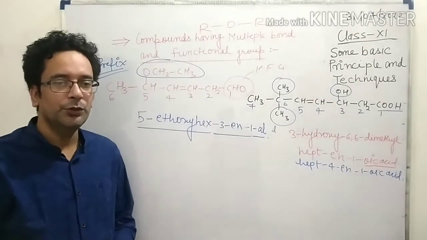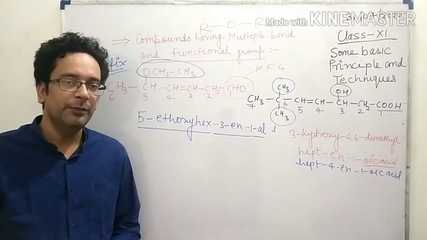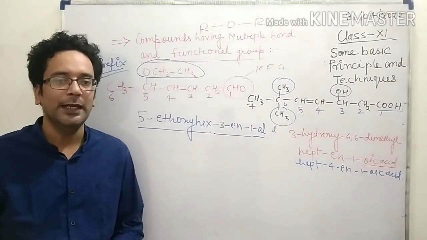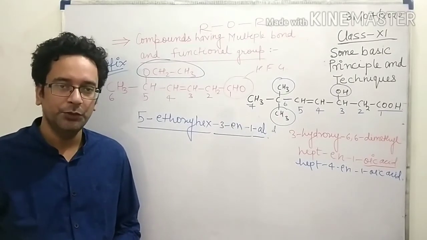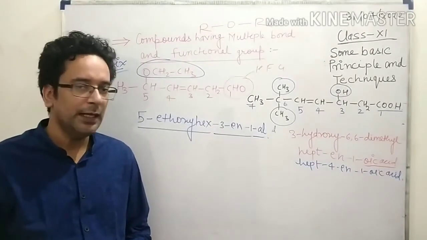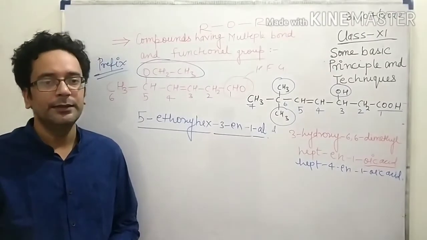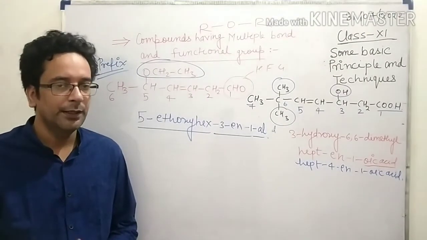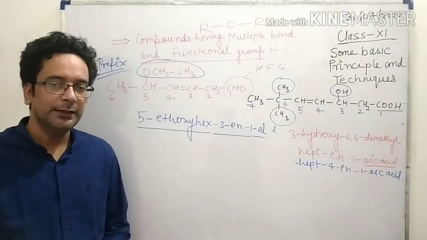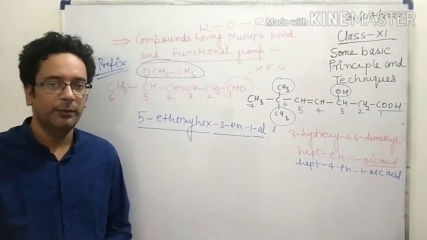Now next I am going to discuss how to write the IUPAC name of cyclic compounds. All of you know very well what cyclic compounds are. Closed chain compounds are known as cyclic compounds. In nomenclature only two topics are left: one is naming of cyclic compounds, and another is naming of aromatic compounds, that is benzene. In the next video we will discuss the naming of cyclic compounds.